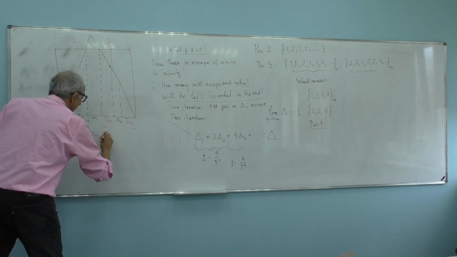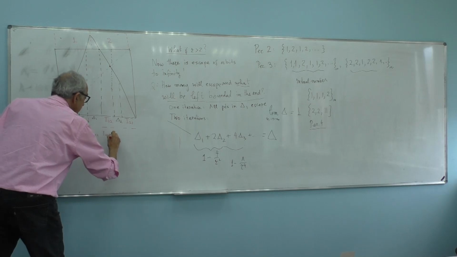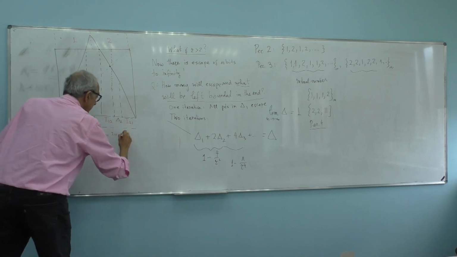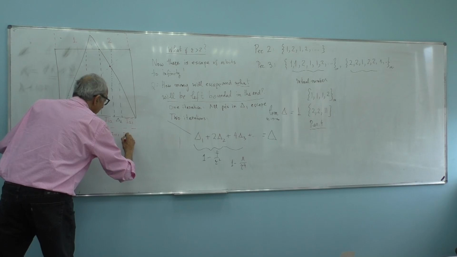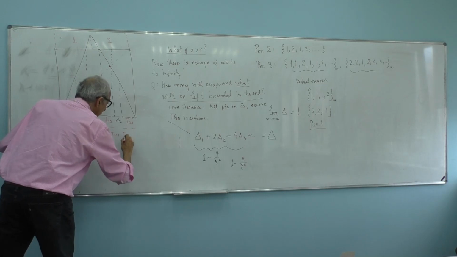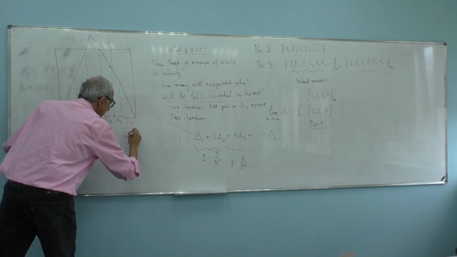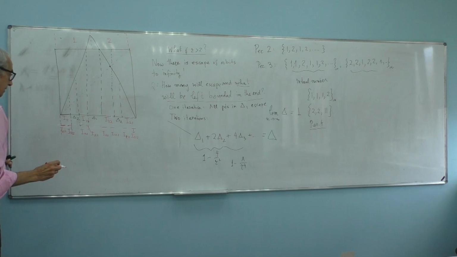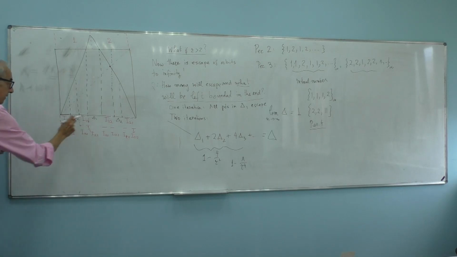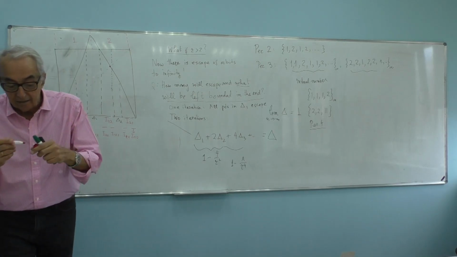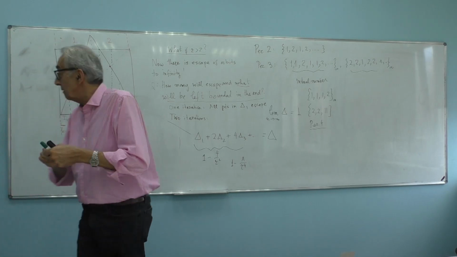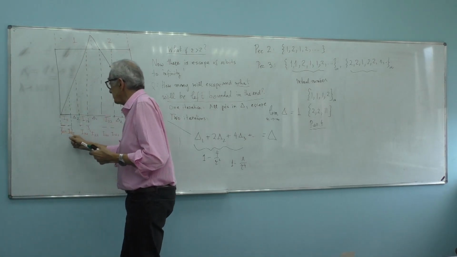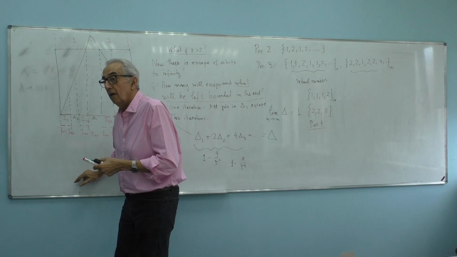What about this? Oh, this will be 1222. This will be 1221. This will be 211, let's say, 211. And this will be I212. These red ones will stay for three iterations. Keep going now.